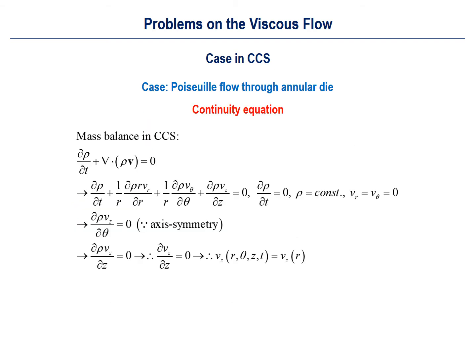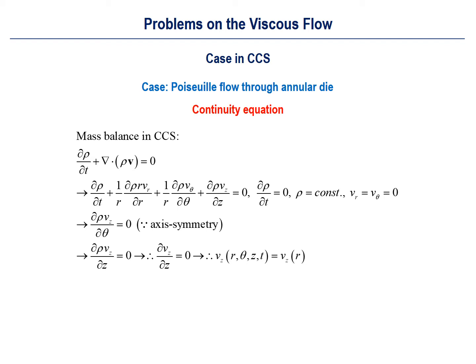For getting to the Navier-Stokes equation, it is always important to consider the continuity equation or mass balance in your system. First of all, let's think about the mass balance or the continuity equation in our CCS system. In a similar manner for the Poiseuille flow in RCCS, using the axisymmetry condition, we can derive that the velocity profile in z direction is a function only of r, not of z, zeta, or time.